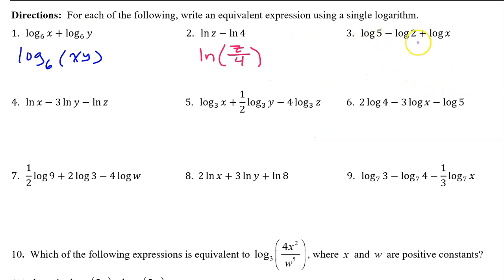So for number 3, we should easily be able to rewrite this expression as a single log in one step. The log 5 is a positive term, so we will have a 5 in the numerator. Because the middle term is negative, we will have a 2 in the denominator. The last term is positive, so this x will belong in the numerator.